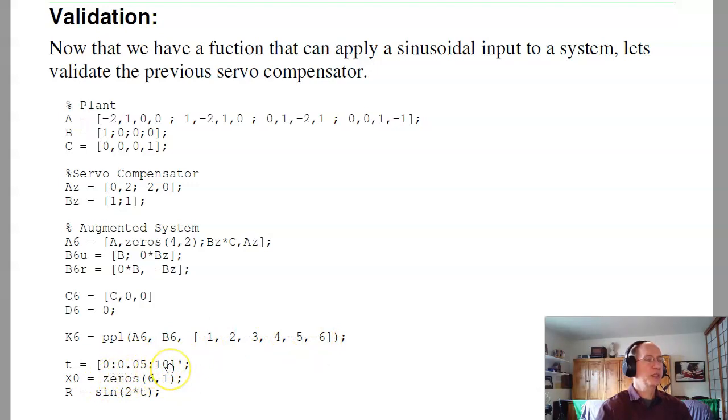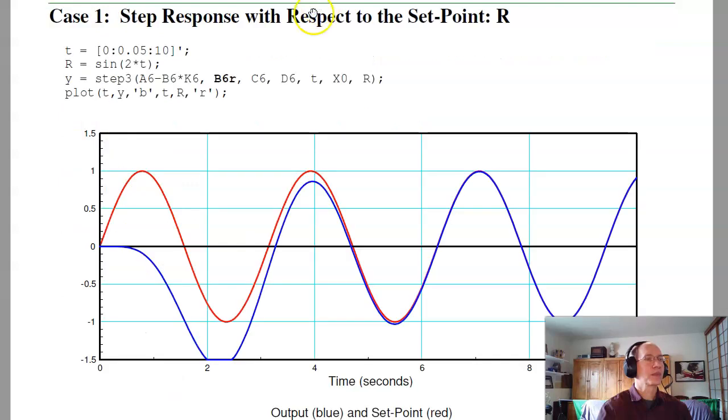Time goes from 0 to 10 seconds. For X0, I'm going to assume 0 initial conditions. That'll change in a later lecture when we get to observers. And my set point is sine of 2t. I now take the step command. This is step 2 or step 3. I actually copied it 2 different times. Step 2 and step 3, same function.